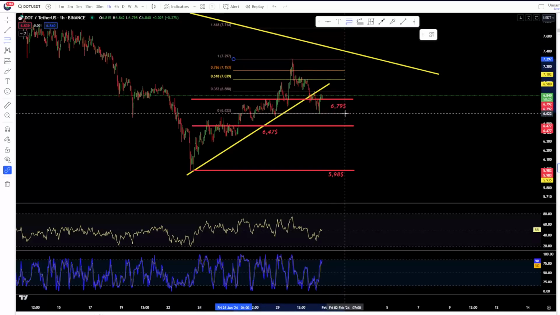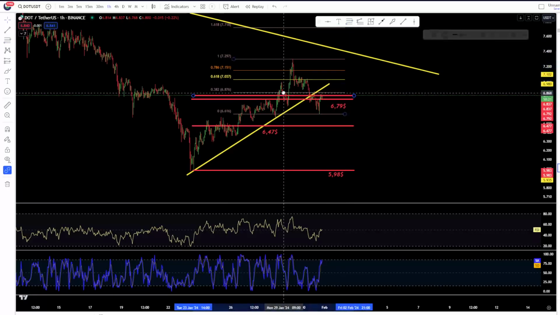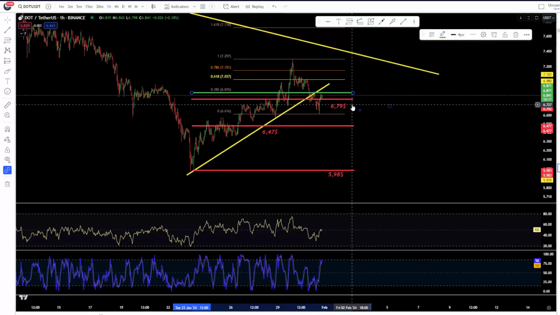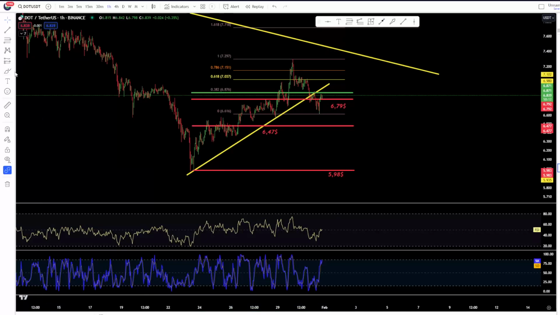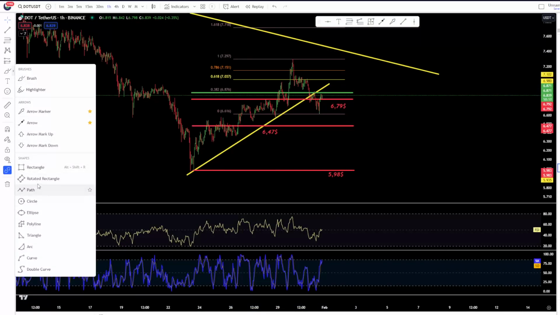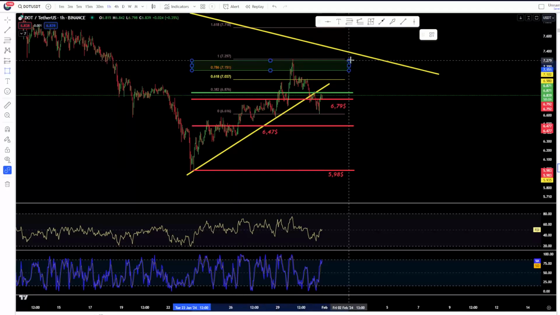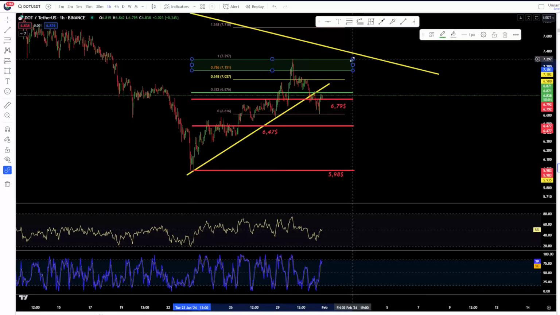Looking the other way, we see that the price is bouncing off the resistance at $6.87. But further, we should take into account the strong resistance zone from $7.15 to $7.30, right next to our previously defined downward trend line.